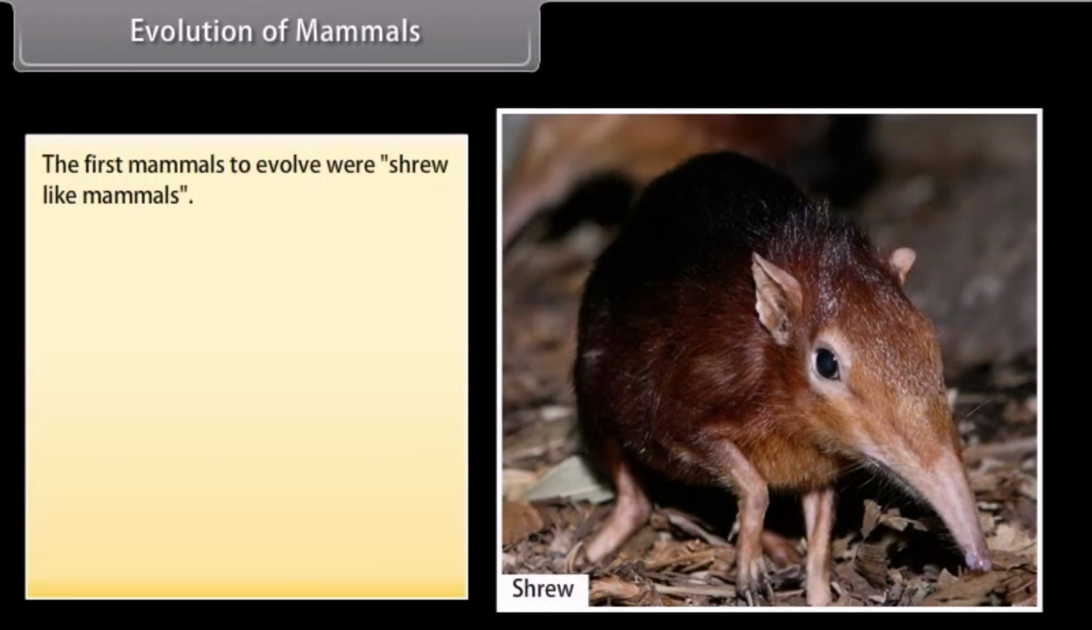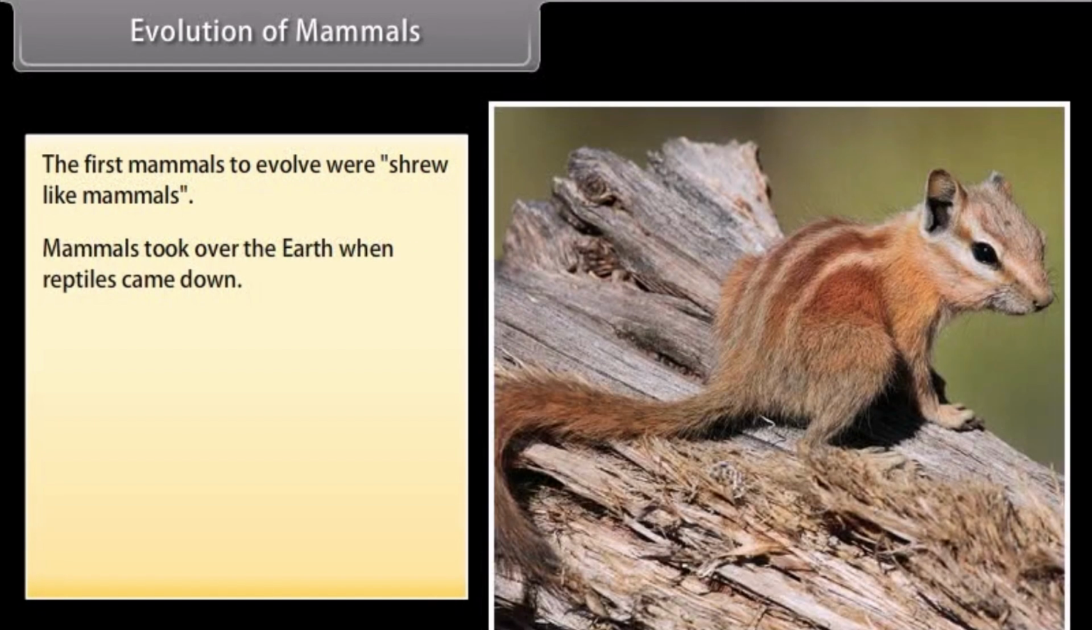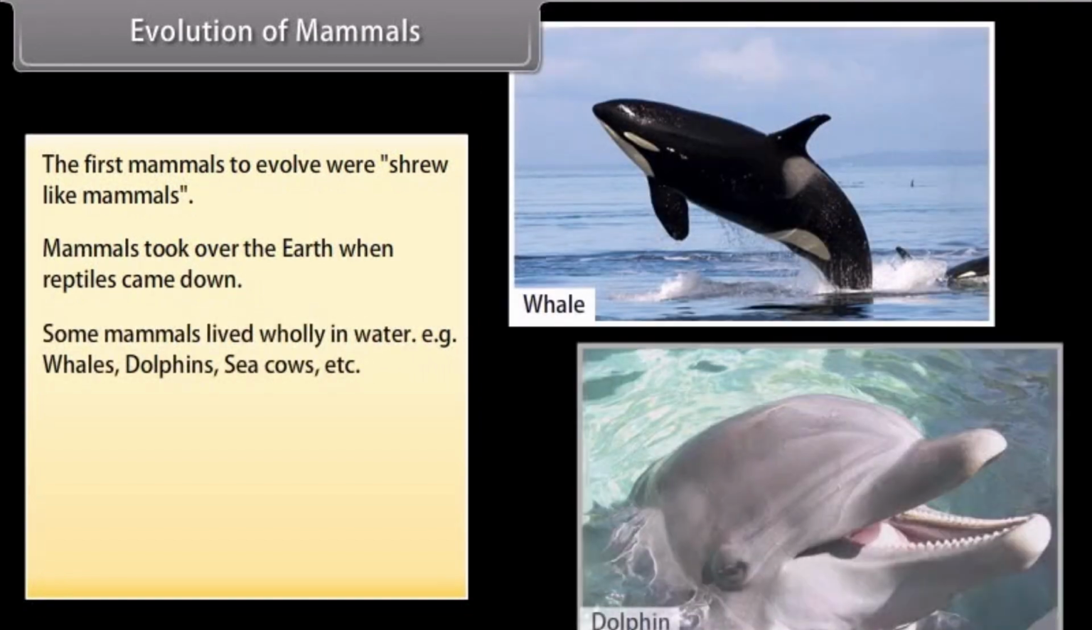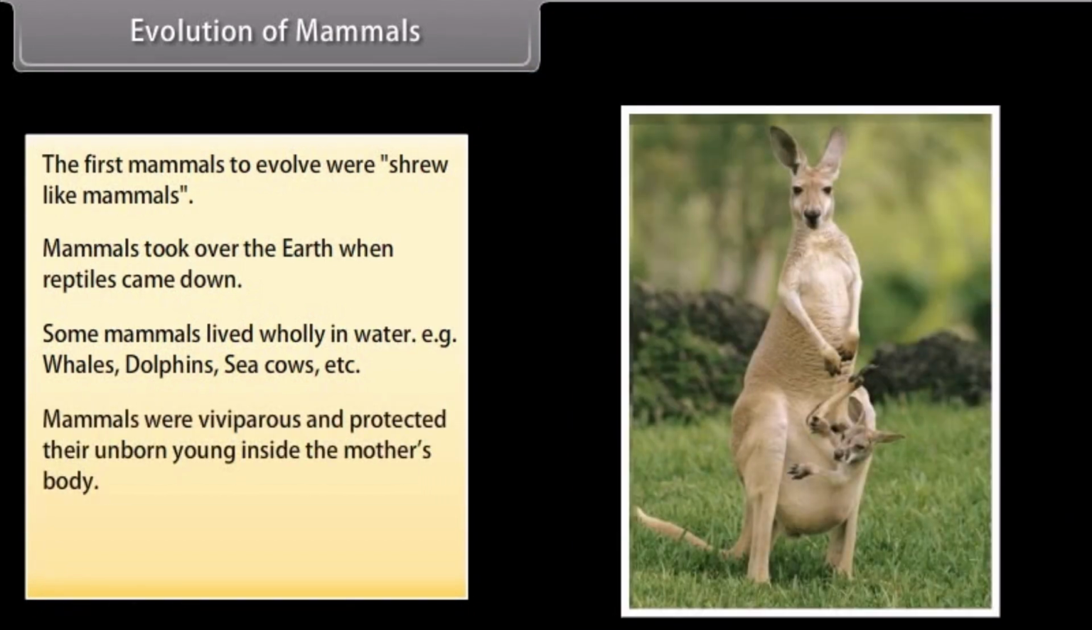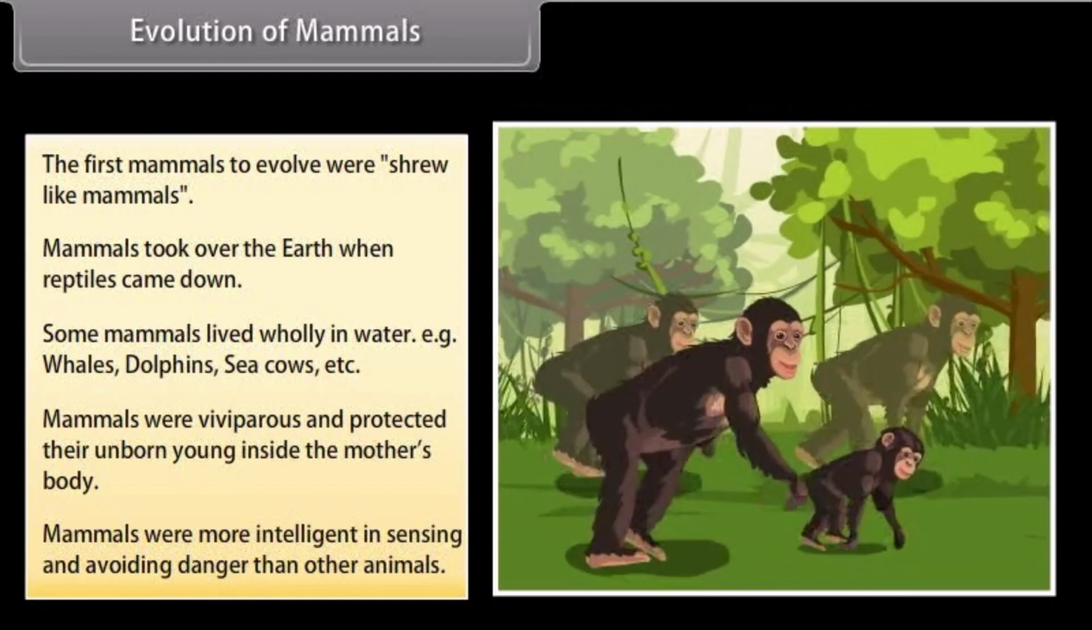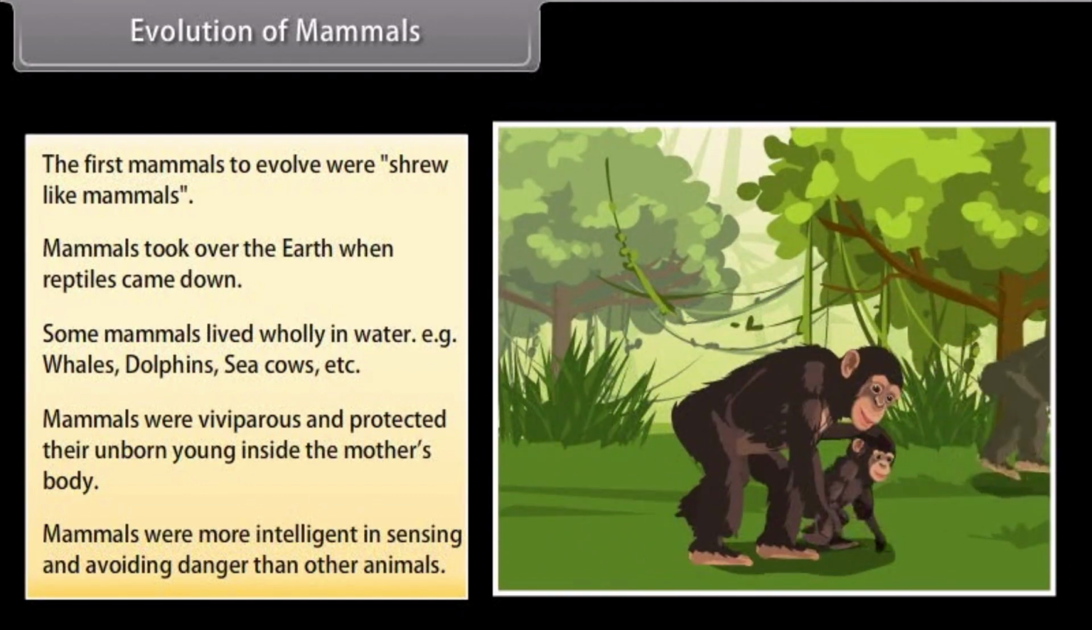Evolution of mammals. The first mammals to evolve were shrew-like mammals. Mammals took over the earth when reptiles came down. Some mammals lived wholly in water, for example, whales, dolphins, sea cows, etc. Mammals were viviparous and protected their unborn young inside the mother's body. Mammals were more intelligent in sensing and avoiding danger than other animals.